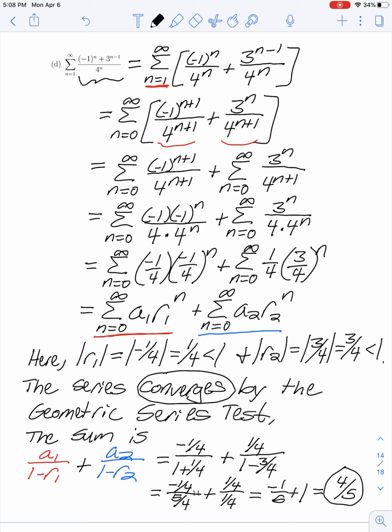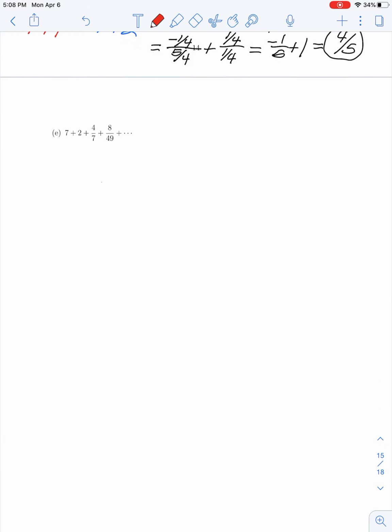So here we see that if we have an infinite series where our general term is the sum of terms, we could think about splitting the summation into two pieces and then determine the convergence or divergence of each piece. And as long as both series converge, then the sum would be found by taking the sum of the sums of those individual series. So let's look at another one.